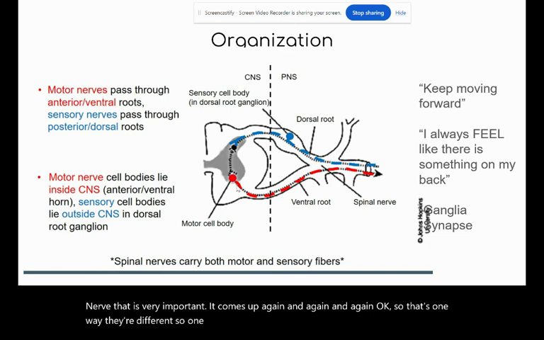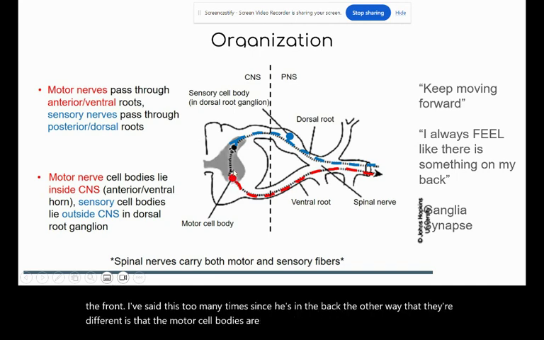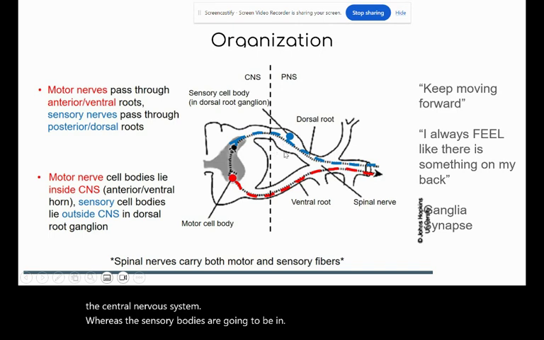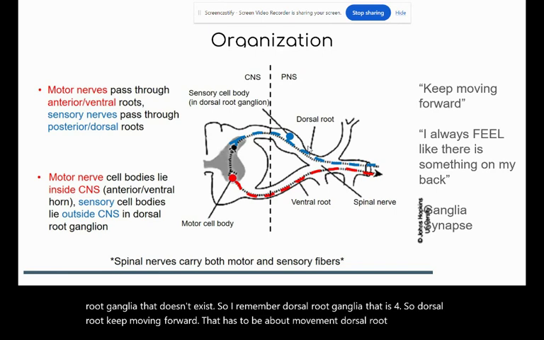So one way motor versus sensory is different is that motor is from the front, and sensory is in the back. The other way that they're different is that the motor cell bodies are located inside the spinal cord itself in the central nervous system, whereas the sensory cell bodies are going to be in the dorsal root ganglia. So dorsal being the back, root ganglia. There's no ventral root ganglia, that doesn't exist. So I remember dorsal root ganglia, dorsal root, keep moving forward, that has to be about movement.